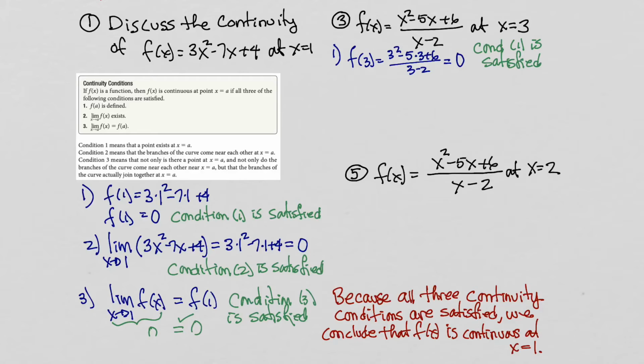Let's move on to condition 2. For condition 2, we want to take a look at the limit as x approaches 3, that's the number we're interested in, of f of x.